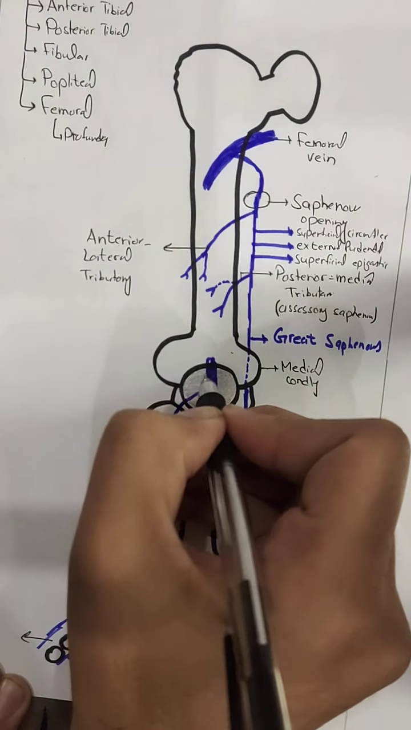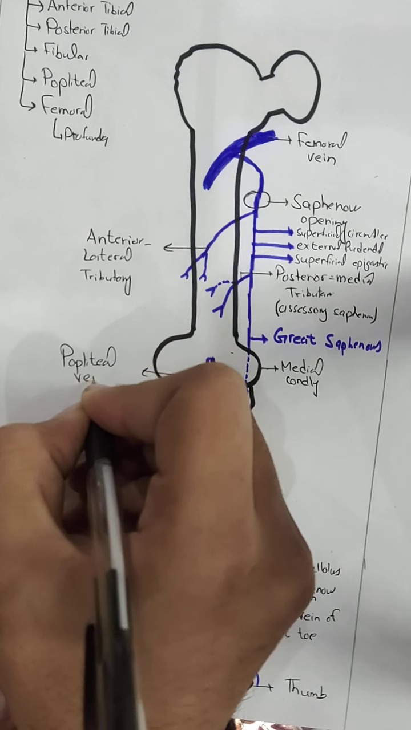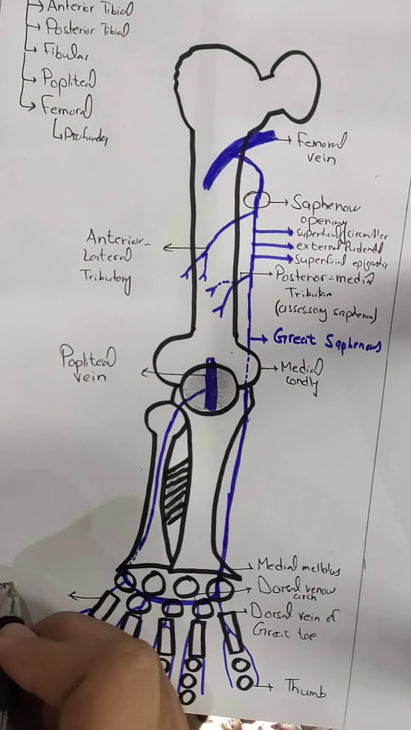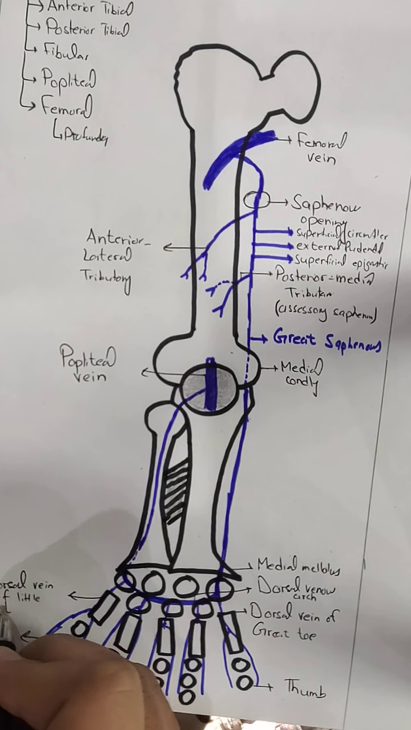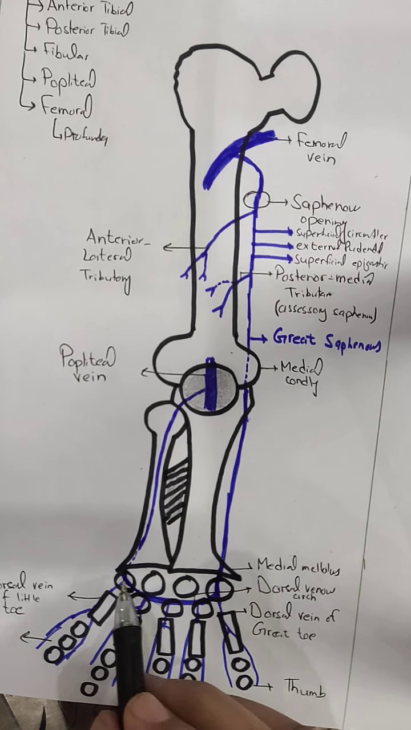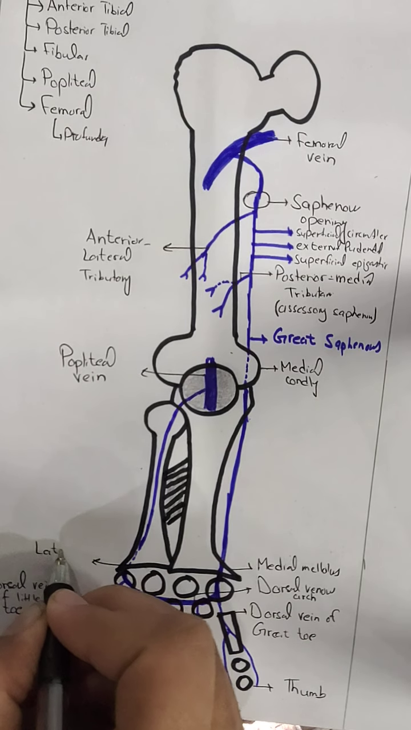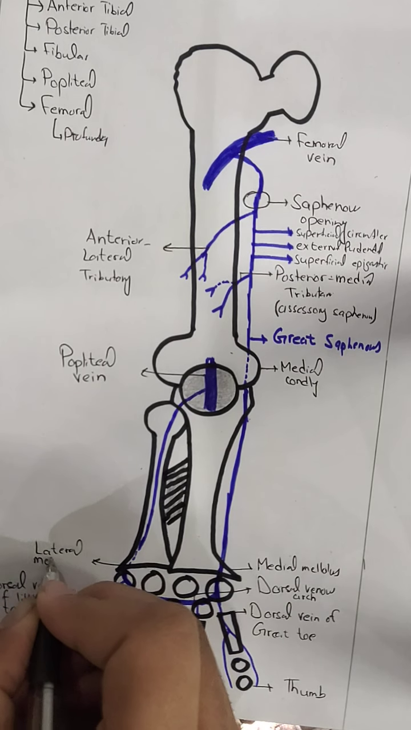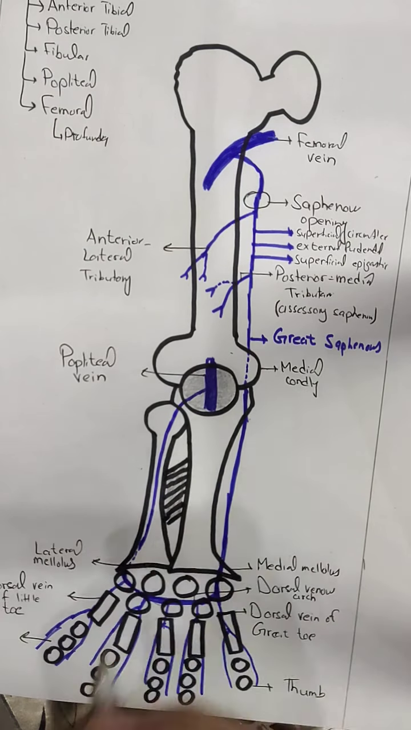Now we will see some relations. This is the popliteal vein, and this was the dorsal vein of the little toe, and this was the dorsal vein of the great toe. So the dorsal vein of the little toe and this dorsal venous arch will unite to form the small saphenous vein. Here it will be posterior to this lateral malleolus. It was anterior, here it is posterior to the lateral malleolus. Okay, now it is moving posterior to this fibula bone.